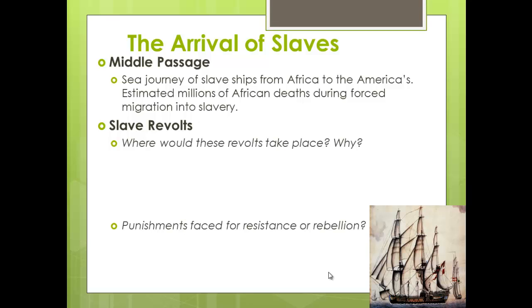There were as many people as possible cramped into really tight areas of the ship. And this journey could last anywhere from 3 to 5 weeks as well, just on the ship. This is really a horrible situation.